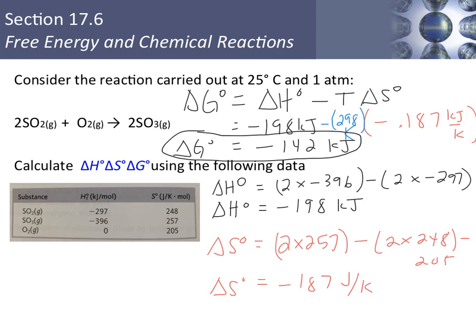And finally, just a side note about these standard entropies. You'll notice when you look in Appendix 4 that elements and compounds have positive values. Gases will tend to have higher entropy values than liquids or solids. And the more complex the molecule is, the higher the entropy tends to be.